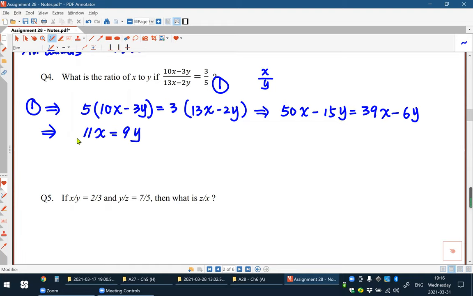So now we have this relationship. How do we get X over Y? Again, we can use the cross multiplication method, right? We can put 9Y to the left-hand side of the equation. So basically this tells you 11X over 9Y is 1. And you can multiply 9 over 11 to both sides of the equation. So this will give us X over Y is 9 over 11, right? Okay, so this is our final solution.